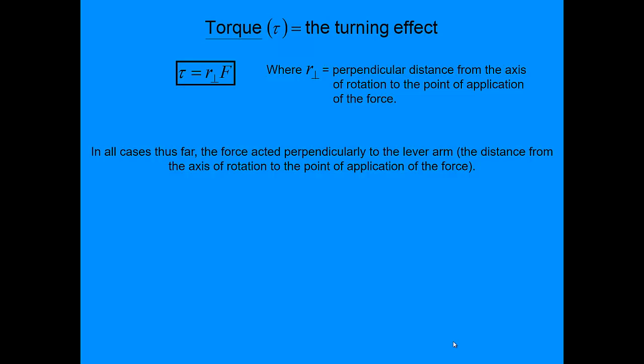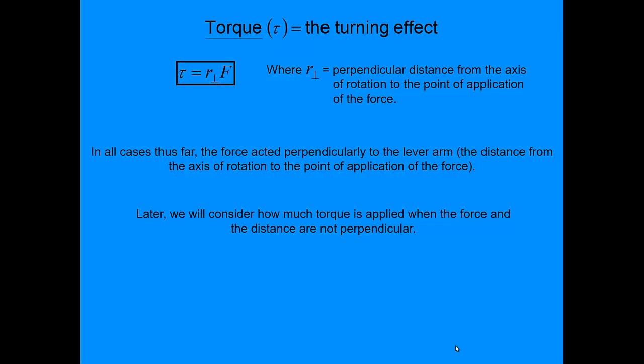Right? Let's say we pulled at an angle instead of hanging masses from that equal arm balance. It could still make it rotate. It could still provide a torque. But then the question is how much torque if it's at an angle to the lever arm instead of perpendicular? Well, that's something that we'll get to in a day or two. Okay? Right now, we're going to focus on when those are perpendicular to one another.